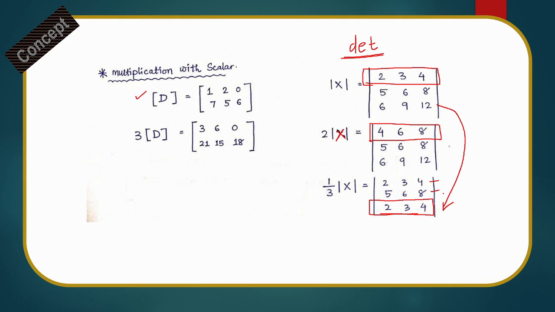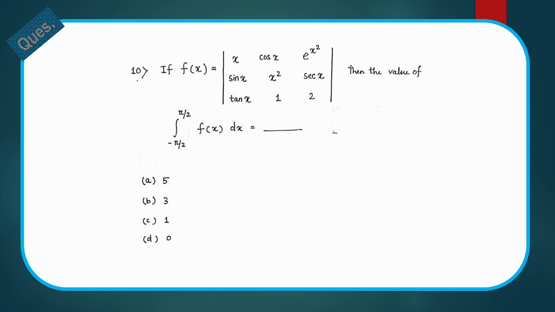So this is the main difference between the matrix form and determinant form. So coming to the next question, it is a very interesting question.